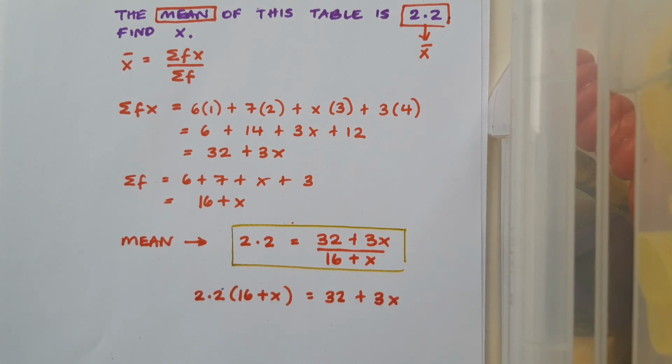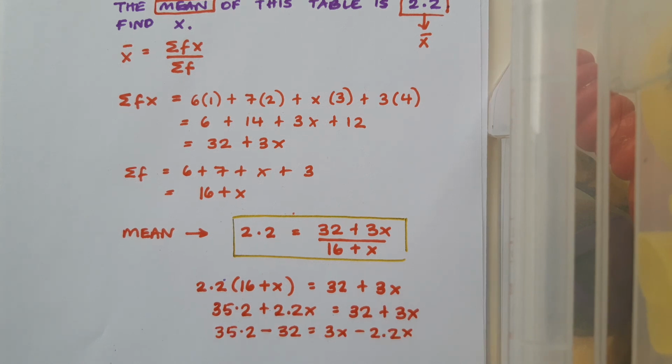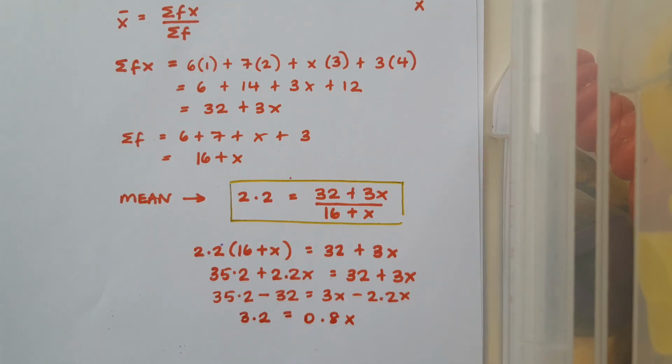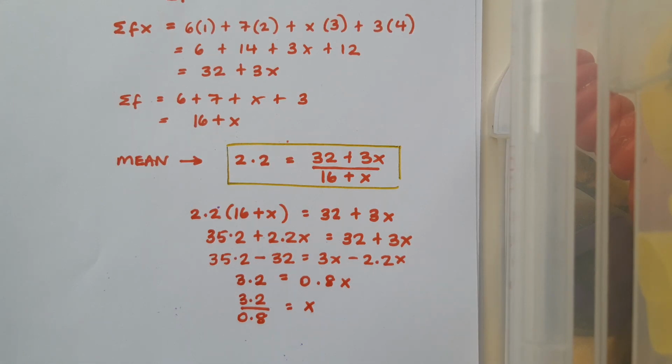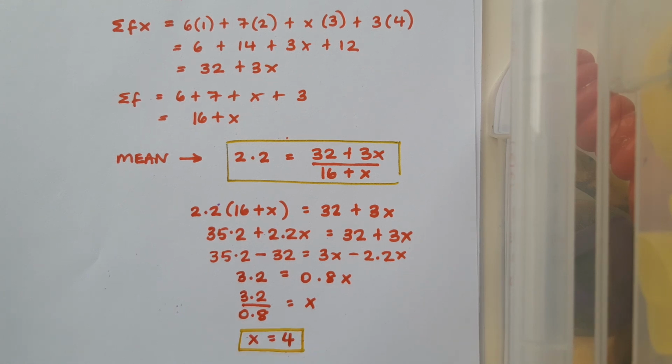So I'll start by bringing the 16 plus x over and multiplying by 2.2, which I then multiply out. And now I'm going to get the x's to one side and the numbers to the other. I've decided to bring the x's to the right here, but you could have brought them to the left if you'd like and said 2.2x minus 3x. This leads to 3.2 equals 0.8x, and then I'm simply going to bring the 0.8 across and divide. And this will give me a result of x equals 4. So this was the unknown frequency.